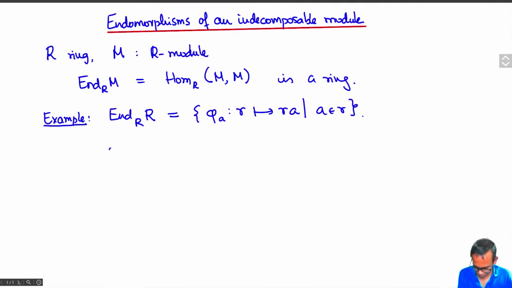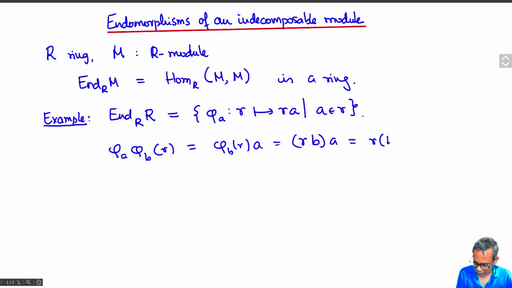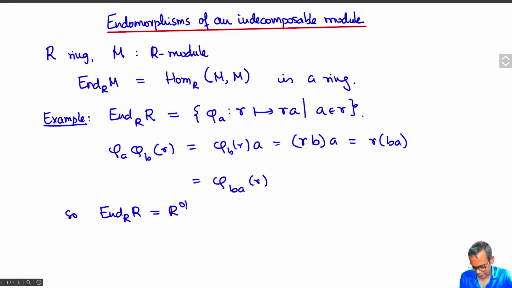And here we have phi_a composed with phi_b of r. Well, that turns out to be phi_b of r multiplied by a, but phi_b of r is r times b, so this is r times b times a, but that's r(ba) by associativity, and that's just phi_{ba}(r). So End_R(R) is not exactly R, it is the ring opposite to R, where the order of multiplication is reversed.